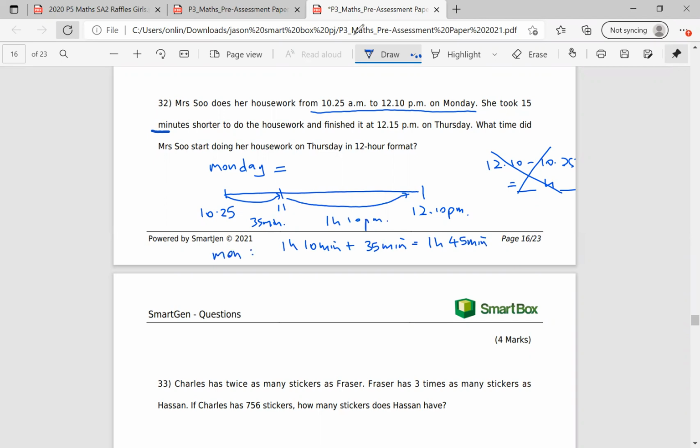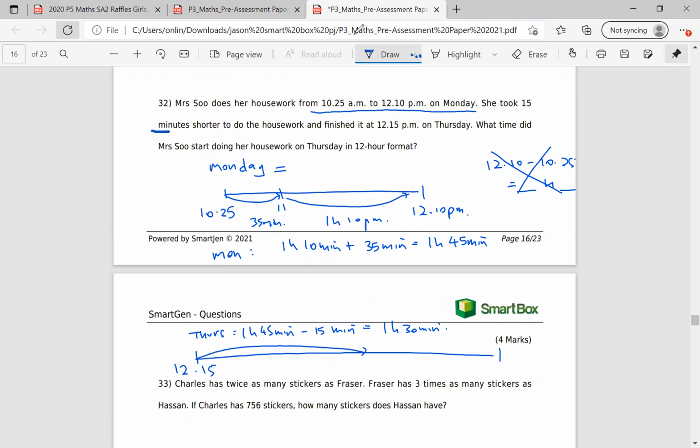The next part says she took 15 minutes shorter to finish the housework on Thursday. So Thursday, the time she takes should be 1 hour and 45 minutes minus 15 minutes. And then we have 1 hour and 30 minutes to finish the housework. And then they say that she finished it at 12:15 on Thursday. What time did she start her work on Thursday? So I'm going to work backwards in this case. I will start at 12:15 and then I need to work back 1.5 hours earlier in order to find what time she started her work. So I'm going to go back 1 hour.